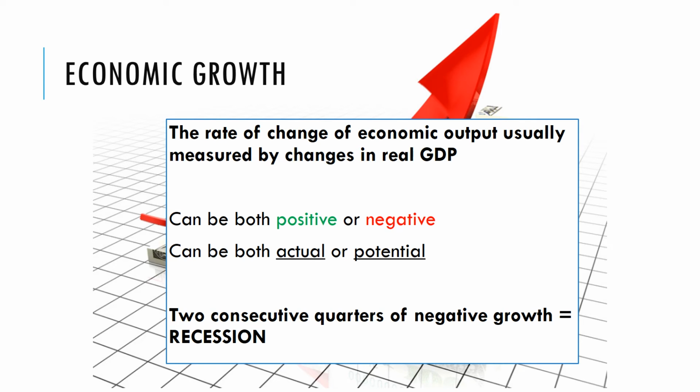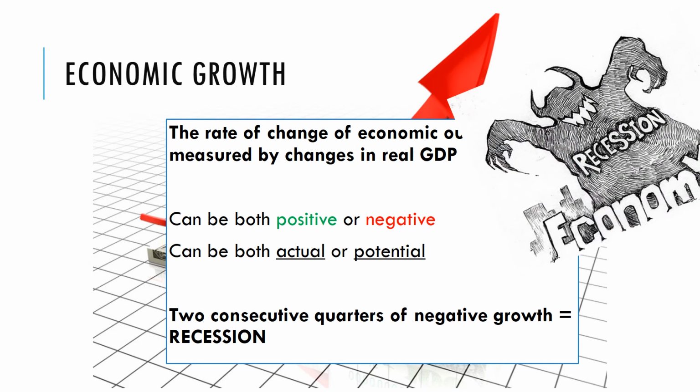An important definition here is 2 consecutive quarters, that's 2 3-month periods, so 6 months of negative growth, we call a recession. Oh no, recession!